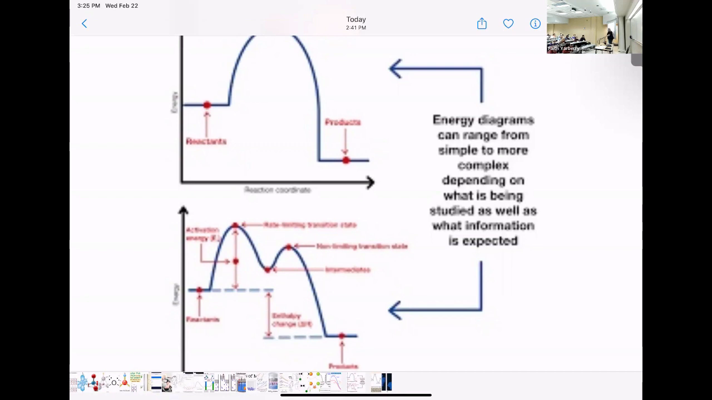Now, these points along the way do have names. The top is going to be considered to be a transition. Literally, the molecule is in a transition phase as it is undergoing the reaction. And the bottom between those two points is called an intermediate.